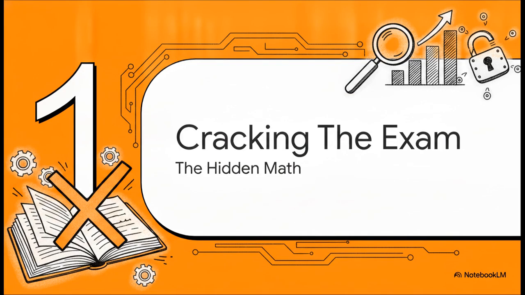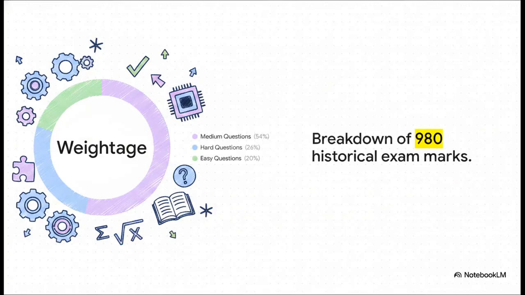All right, part 1, cracking the 70-mark exam and the hidden math behind it. You know, the biggest mistake students make is trying to read the entire textbook from cover to cover. No way. Acing this test is really about hacking the format.